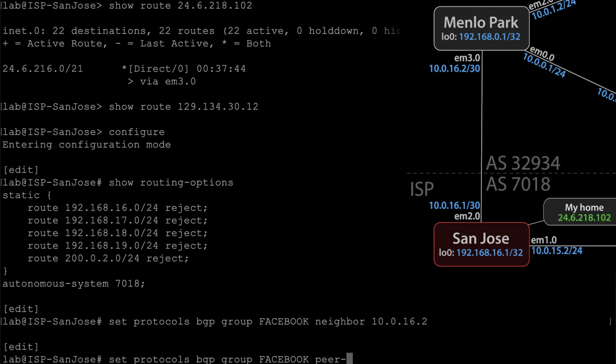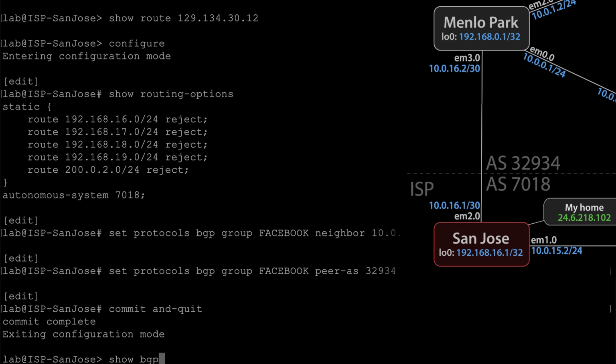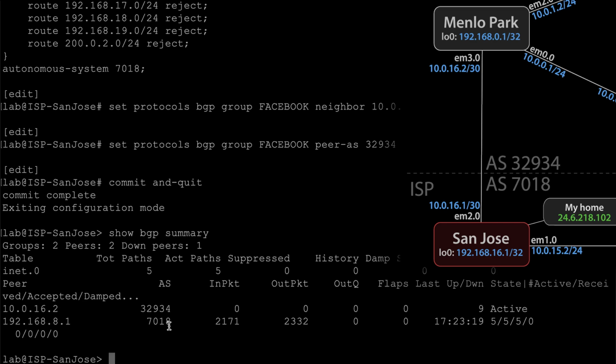And then I'll tell it that the peer autonomous system is 32934. And that's actually it. So I'll commit that change and exit config mode. And so now if we look at the BGP neighbors, there's a neighbor configured for 10.0.16.2, and it's active, which means that it's actively trying to establish a connection. But it's just going to stay in this state now until we configure the other side.